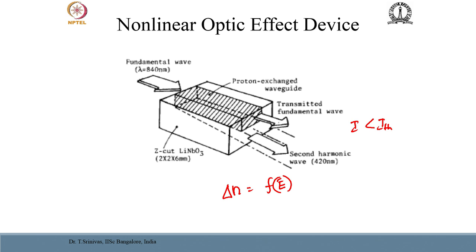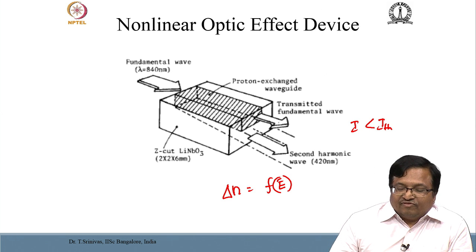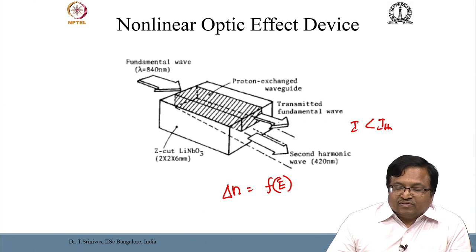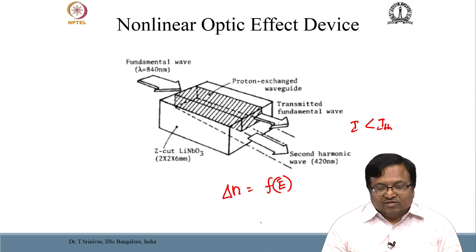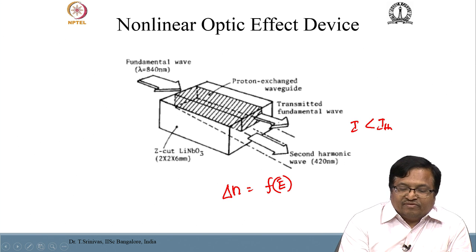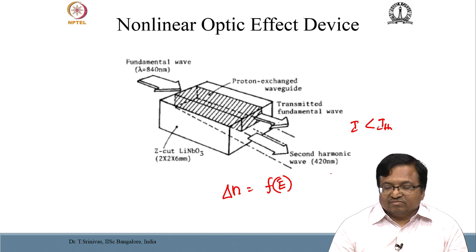In particular, there is what is called the second harmonic generation. From a given light wave of a certain frequency, you can create harmonics of that, creating light waves at different frequencies, for example double the frequency and so on and so forth. That is what is shown here. Once again, typically lithium niobate is a crystal which has got many of these interesting properties. So, here what is shown is the input light wave at 840 nanometers, creating a second harmonic at 420 nanometers.